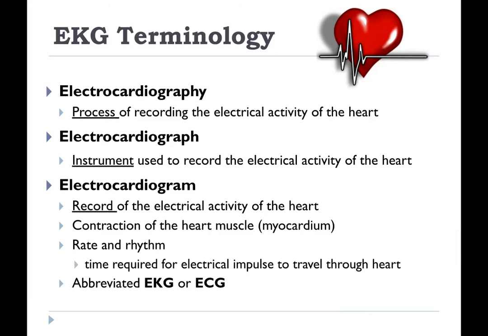EKG terminology. We're going to talk about electrocardiography. That is the process of recording the electrical activity of the heart. Electrocardiograph is the instrument used to record the electrical activity of the heart. And electrocardiogram is the record of the electrical activity of the heart. It's the contraction of the heart muscle, which is the myocardium, with rate and rhythm, which is the time required for the electrical impulse to travel through the heart. And it's usually abbreviated EKG or ECG.